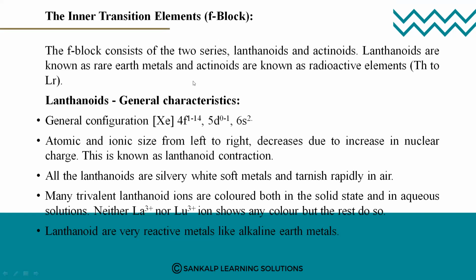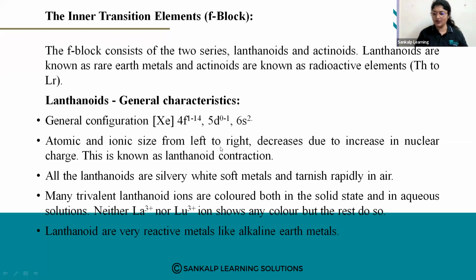So they consist of two series, lanthanoid series and actinoid series. The lanthanoid series are called rare earth metals, and actinoid series are known as radioactive elements. They are from thorium to lawrencium. Then what are the general characteristics? The general configuration is xenon 4f1 to 14, 5d0 to 1, and 6s2.